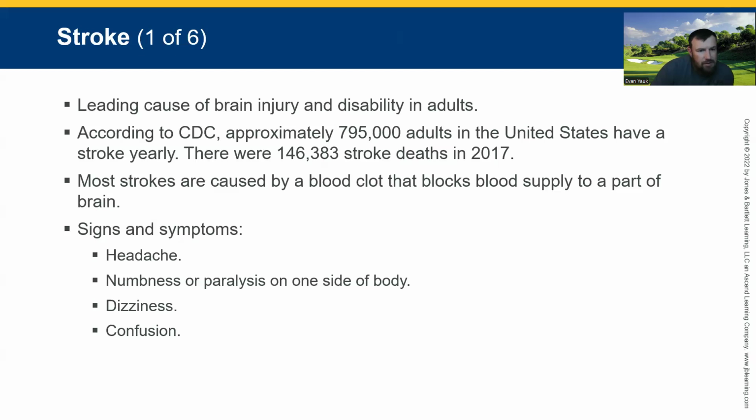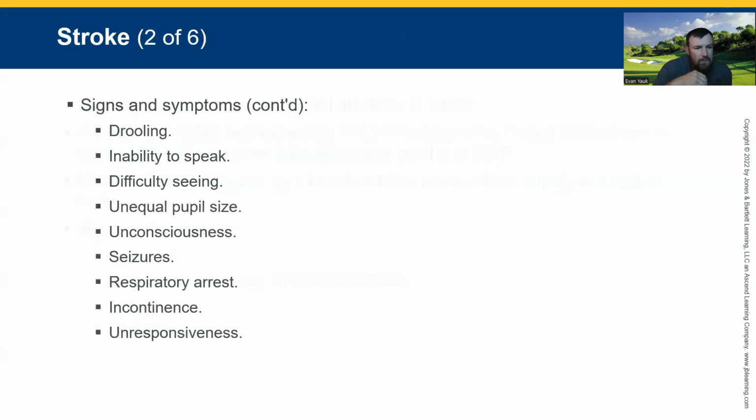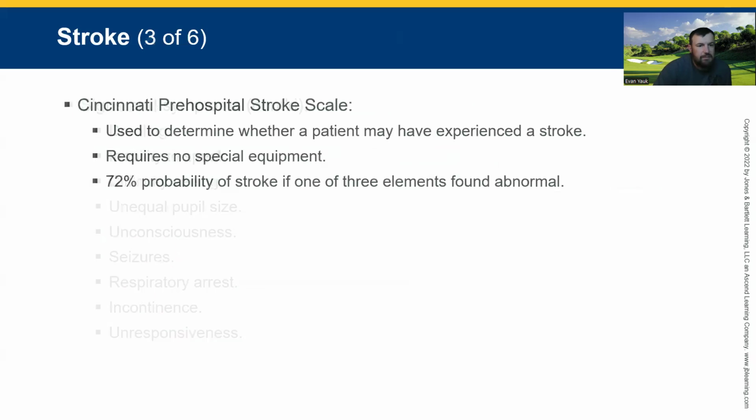Let's see. Signs and symptoms: headache, numbness or paralysis to one side of the body, dizziness, and confusion. Some of the things we're going to look for in stroke are drooling, inability to speak, like me most of the time, difficulty seeing, unequal pupil sizes, unconsciousness, seizures, respiratory arrest, incontinence, and unresponsiveness.